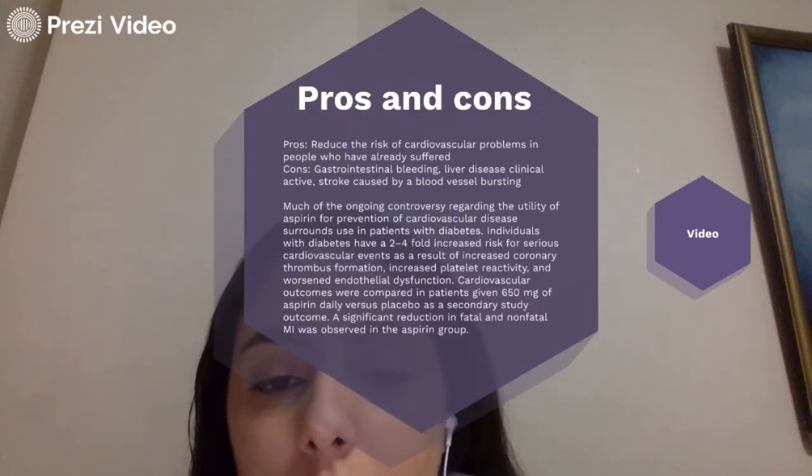Much of the ongoing controversy regarding the utility of aspirin for prevention of cardiovascular disease surrounds its use in patients with diabetes. Individuals with diabetes have a 2 to 4-fold increased risk for serious cardiovascular events as a result of increasing coronary thrombus formation, increased platelet reactivity, and worsened endothelial dysfunction.